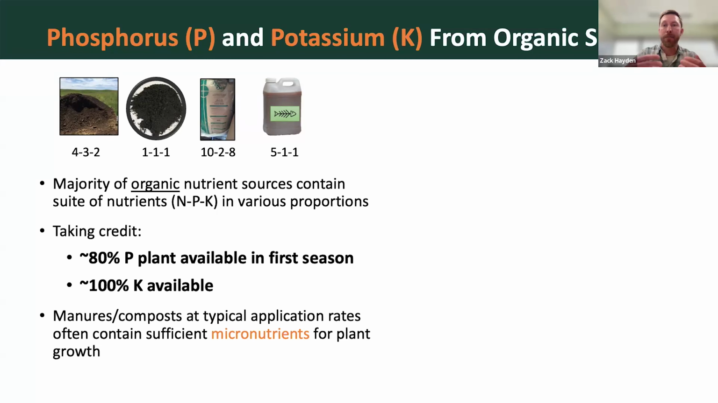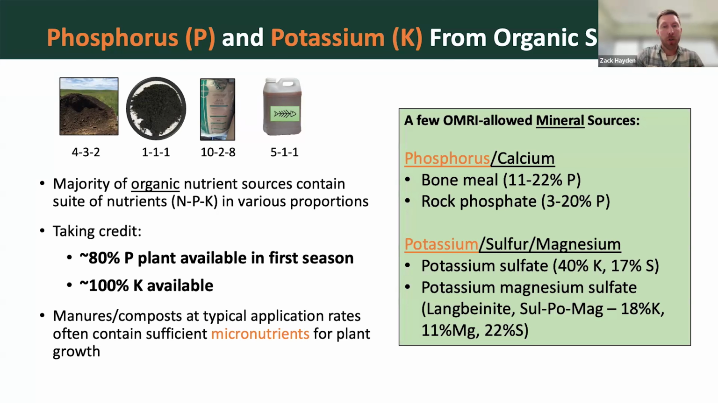So organic in the sense that they contain carbon and hydrogen bonds, so organic compounds. There are also, if you are a certified organic grower, a number of OMRI approved mineral sources. So non-synthetic mineral sources of phosphorus and potassium in particular, usually combined with other things.